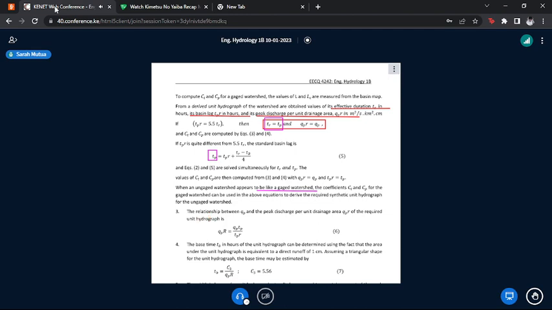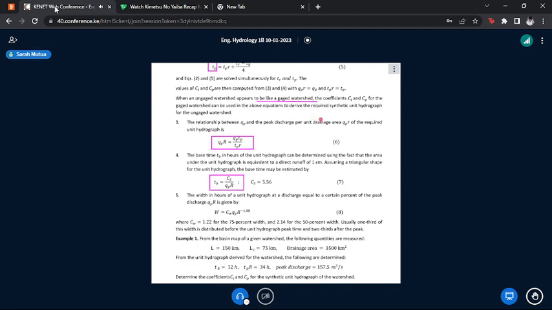So the relationship number 3, the relationship between QP, the peak discharge per unit drainage area, QPR of the required unit hydrograph is given using this relationship, and the base time TB in hours is determined using this relationship. And this relationship is based on the fact that the area under the unit hydrograph is equivalent to a direct runoff of 1 centimeter. And you assume a triangular shape of the unit hydrograph, so the unit base time may be estimated using this relationship.